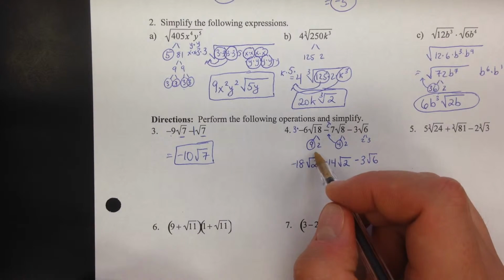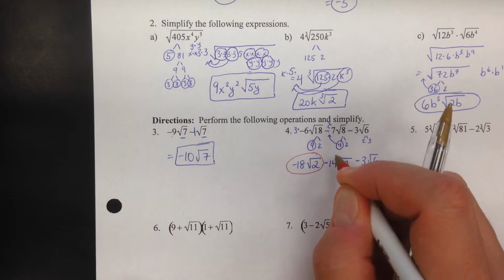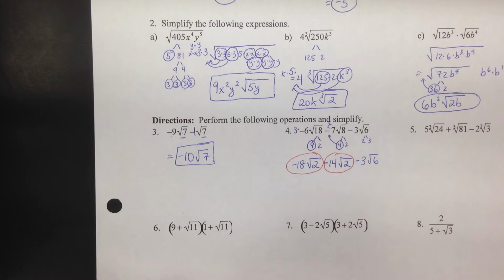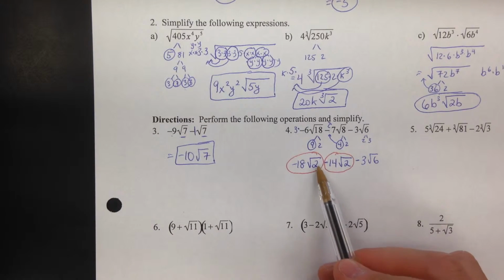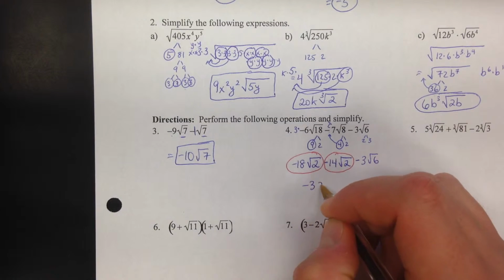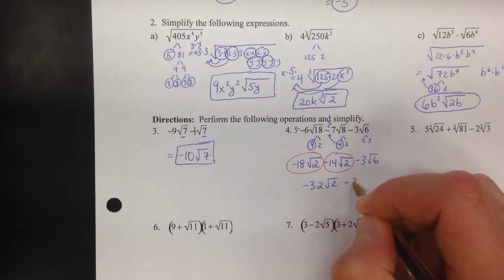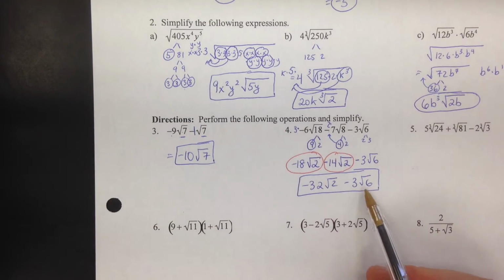Now let's see, we've got negative 18 square root 2, negative 14 square root 2. We can combine those. What you do is you subtract or you add the coefficients. The radical stays the same. That doesn't change. So that's negative 32 square root 2 minus 3 square root 6. And that's it. That's as far as I can take it. I cannot combine this. A square root 2 and a square root 6 are different.